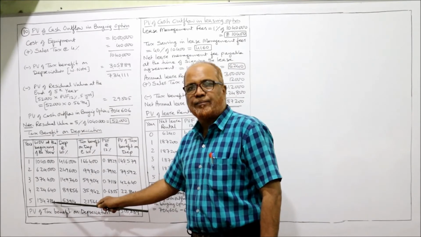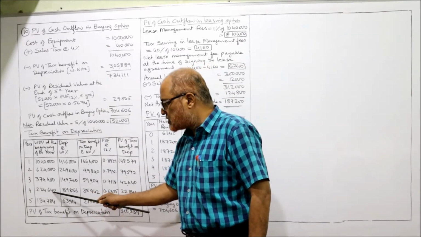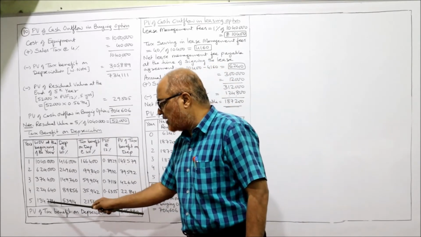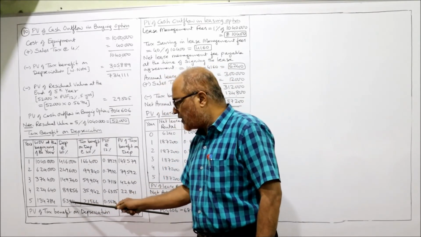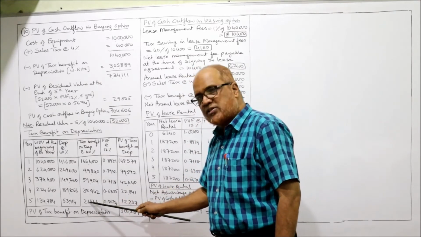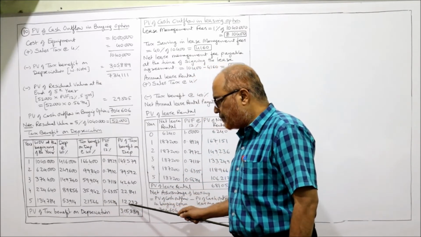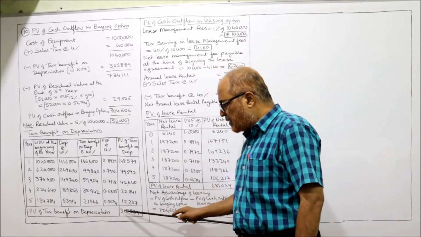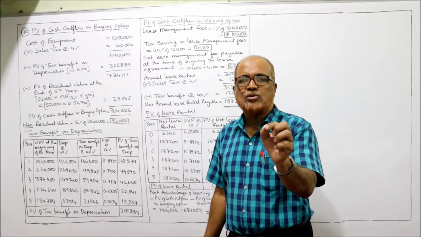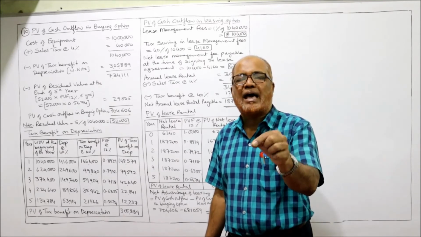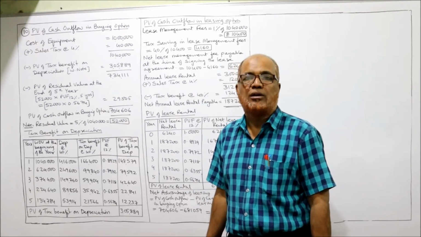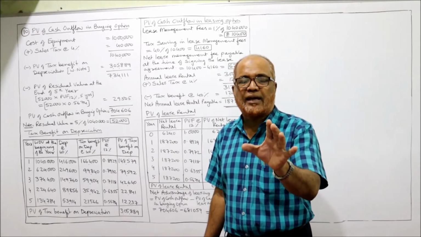Fifth year, the last year. Fourth year 2,24,640 minus 89,856 gives 1,34,784. Into 40% gives the depreciation. Tax benefit into 40%, and you will get this one. Multiply, and take the total of the PV of the tax benefit: 3,05,889. So 3,05,889 is the present value of the tax benefit on account of depreciation.